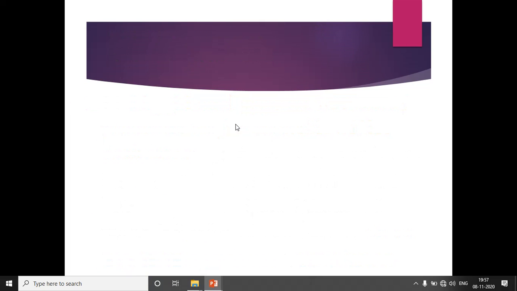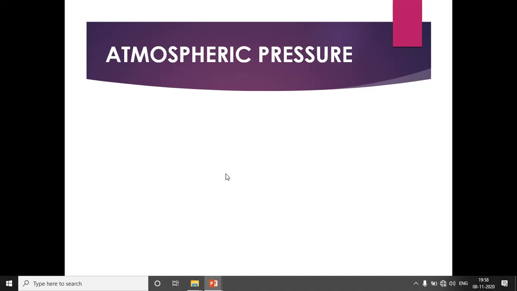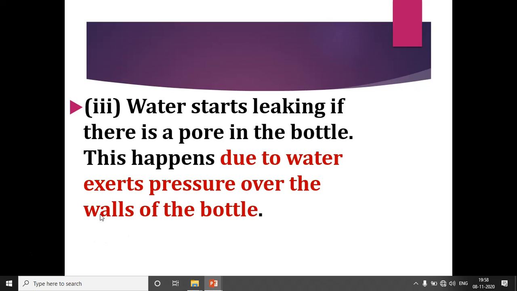Now, water starts leaking if there is a pore in the bottle. This is an example of a liquid exerting pressure. Water is the liquid, and it starts leaking if there is a pore in the bottle, isn't it? Why is this happening? Because water exerts pressure over the walls of the bottle, which makes the water leak from the bottle.